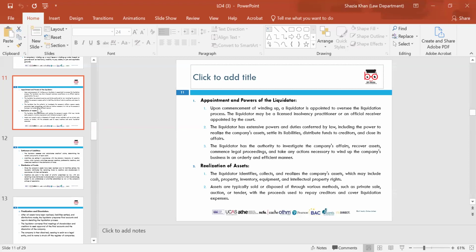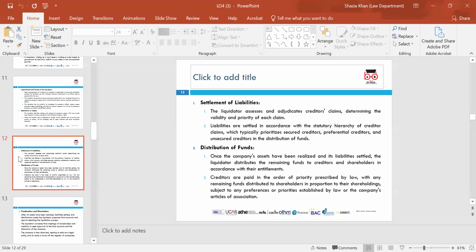Realization of assets. The liquidator identifies, collects, and realizes the company's assets, which may include cash, property, inventory, equipment, and intellectual property rights. Assets are typically sold or disposed of through various methods, such as private sale, auction, or tender, with the proceeds used to repay creditors and cover liquidation expenses.